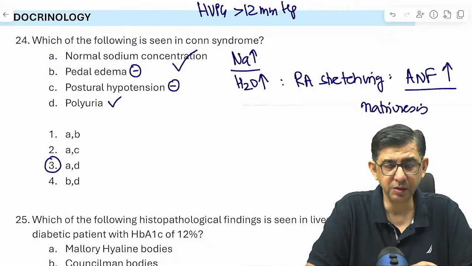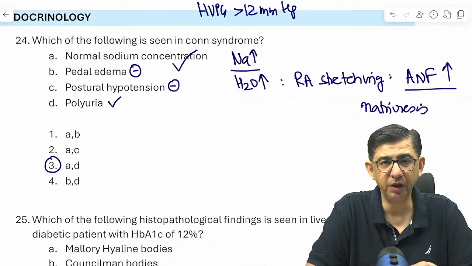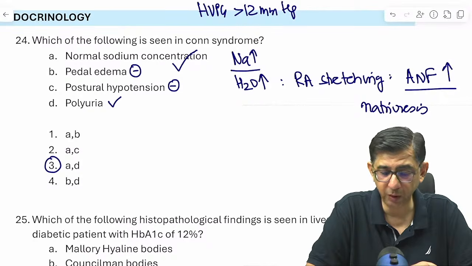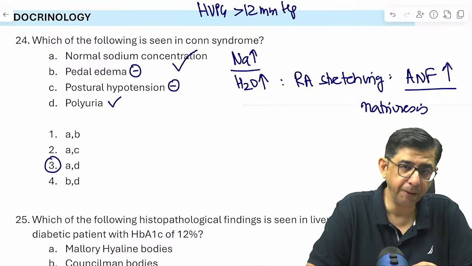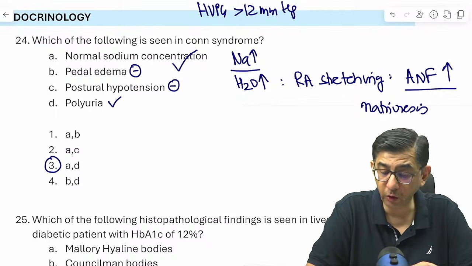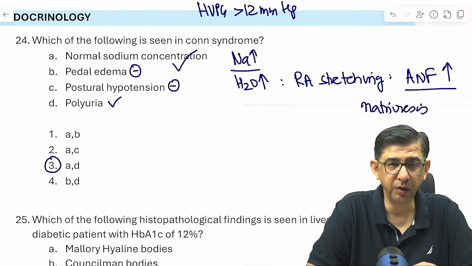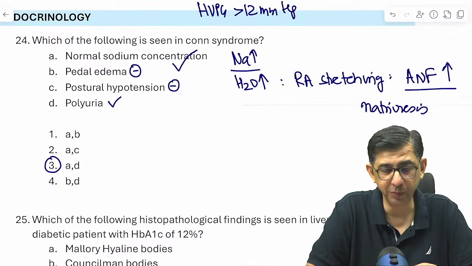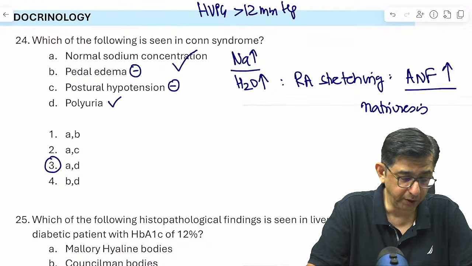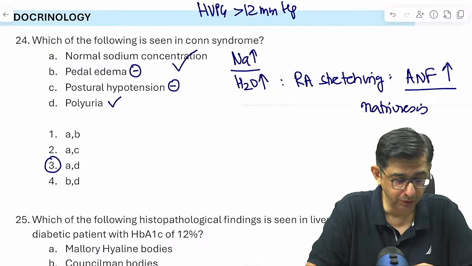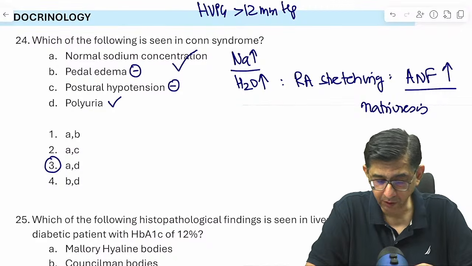But this is again a repeat from INI-CET only, that in Conn syndrome, the sodium values can be normal. The reason is that they can be normal, they can be lesser also, right? They can be lesser also. That's why we say the word hypervolemic hyponatremia in these patients. So the water can be disproportionate as compared to the salt component. Yeah. So we are sorted for the 24th, guys.